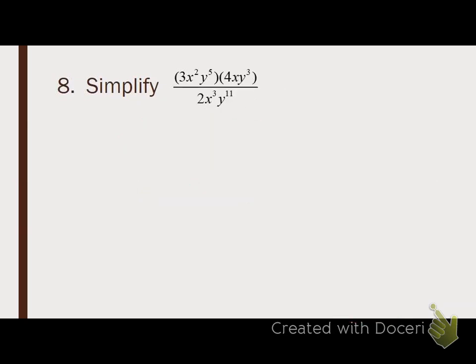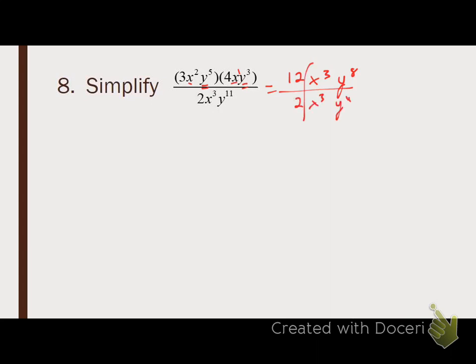All right? Let's do another one. Okay? No exponent outside the parentheses to distribute, so we can skip that step and go right to multiplying the numerator out. The 3 and the 4 have exponents of 1, so we can go ahead and multiply those together and get 12. The x's, 2 plus 1 is 3, so x to the 3rd. The y's, 5 plus 3 is 8, so y to the 8th, over 2x to the 3rd, y to the 11th.